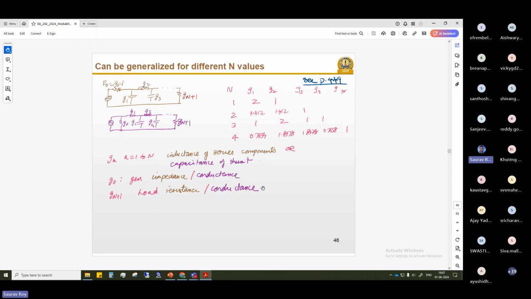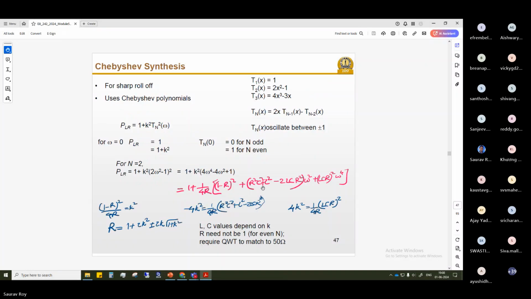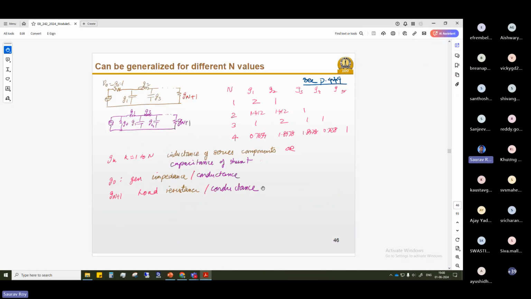It's like 1, 2, 1. These are obviously not the actual values of capacitor or inductor, right? These are normalized values. And we'll look into how we have to calculate for your particular frequency. That is your task, your design. That is the problem of design. Okay. Any question from here?